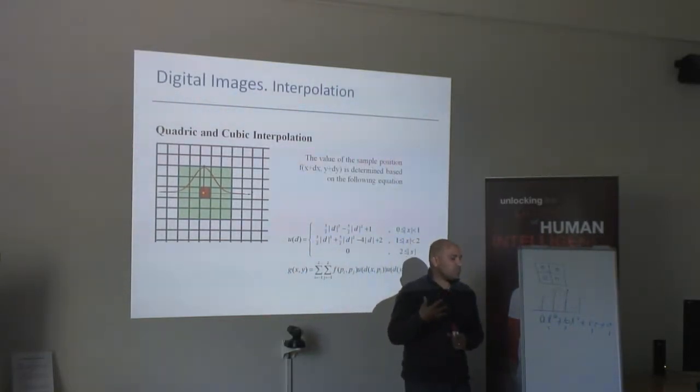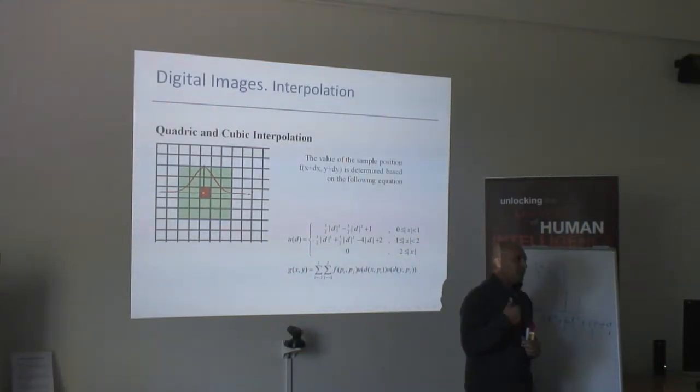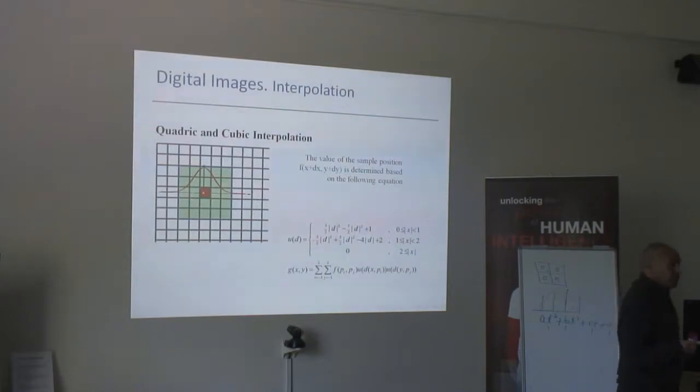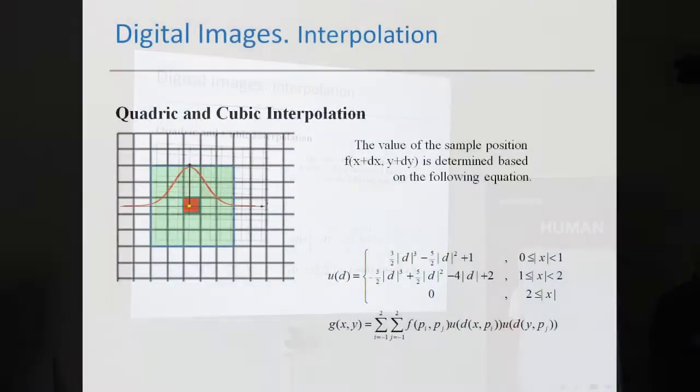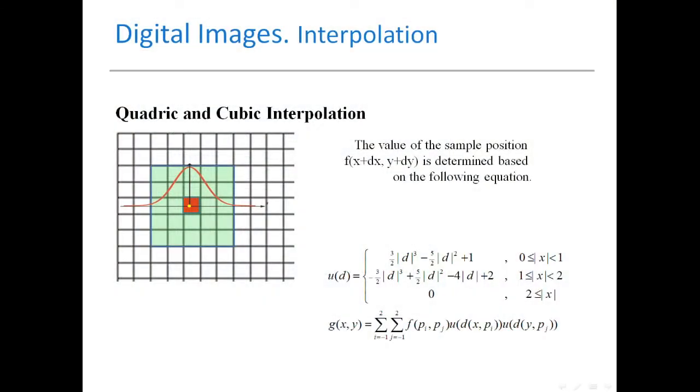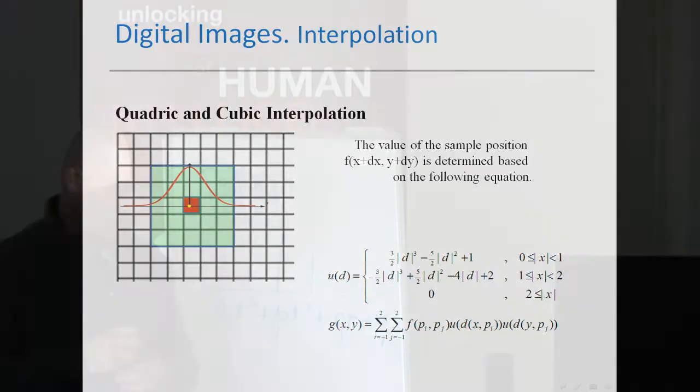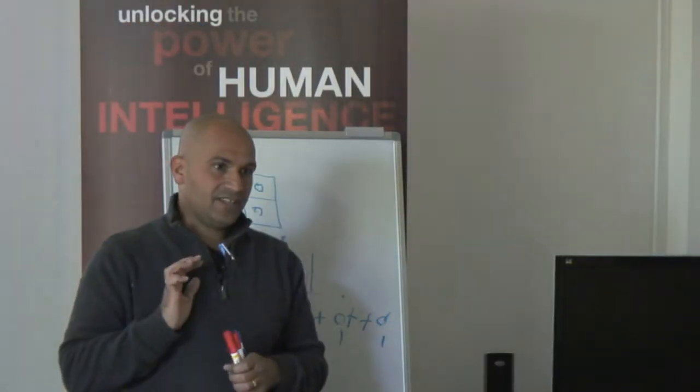And this interpolation we need to carry out in many places. It's useful not only in geometric transformation, it's also useful to estimate values of pixels at a position which is not really the sample point, but a different point. Is that clear?